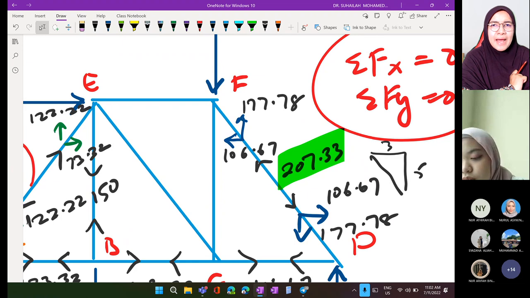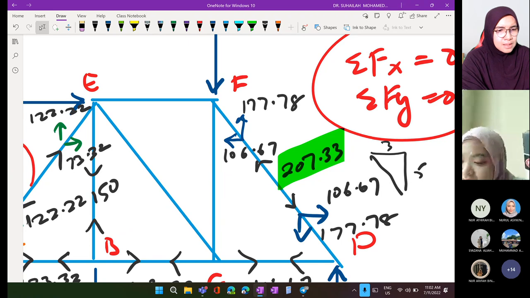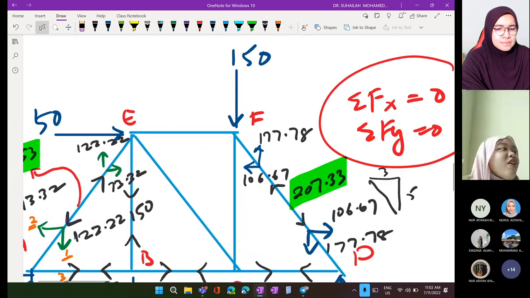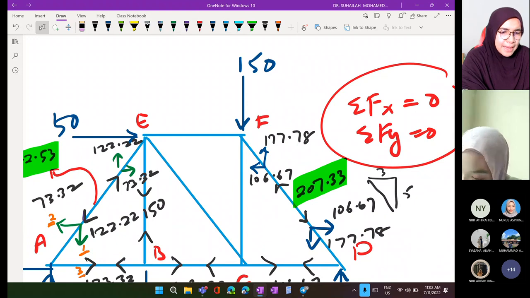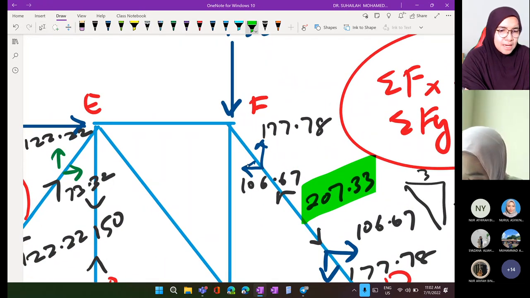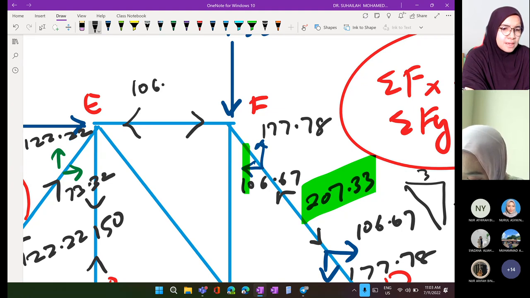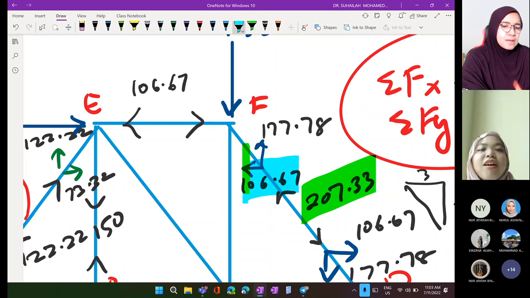Okay, now we have one in X, one in Y. Okay, we have... Betul. Okay. What is EF value? Kita kena balance from this. Yang ni kena balance dengan yang ni. So we get EF as 106.67. Okay, because kita balance dengan 106.67 yang ni tadi. Kan? Okay.